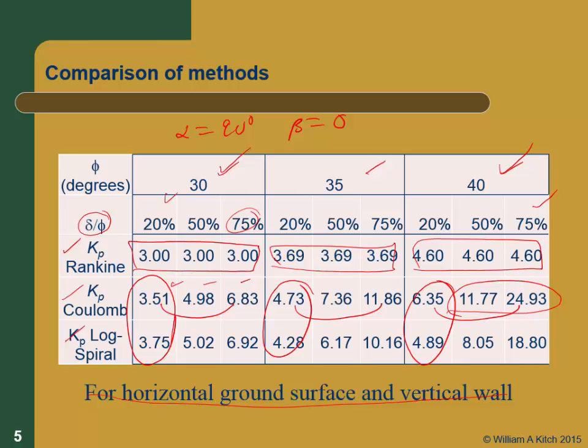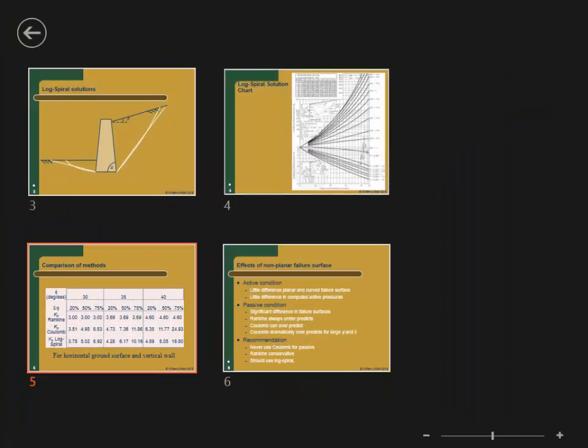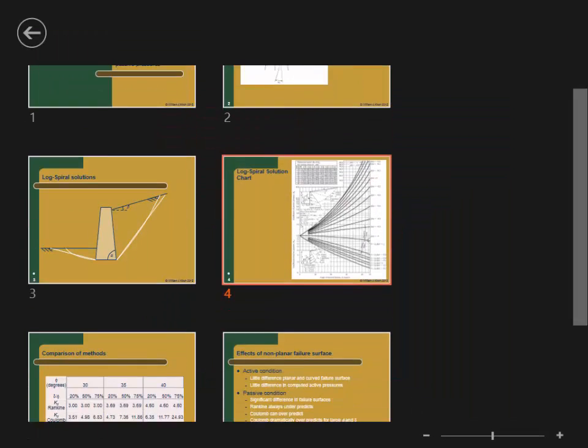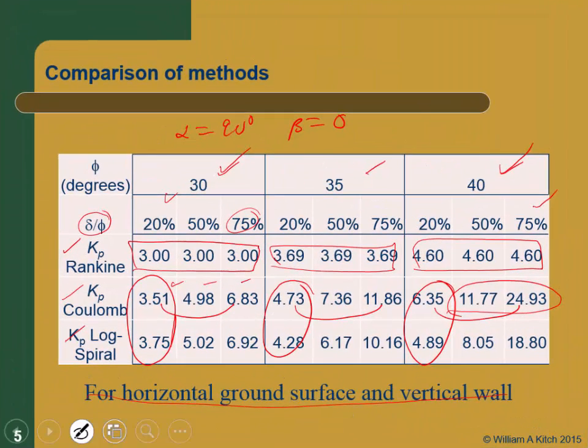Now, people don't like using the log spiral because it's kind of a pain in the butt, because it's not as easy as 1 minus sine phi over 1 plus sine phi. You either got to look it up with a pretty obnoxious chart like this, or you've got to run a little computer program, which I'll show you in a minute. You can't just sit there with your calculator and calculate it in 30 seconds.